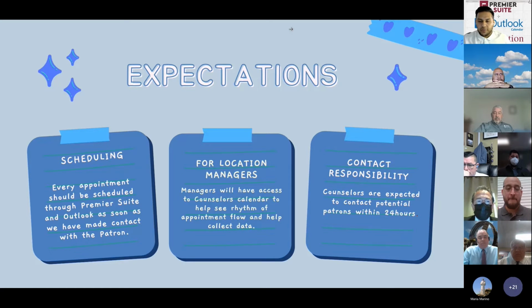And then this is for our location managers. Pretty soon, our managers will have access to your calendar via Outlook. So they'll be able to see the rhythm of appointment flow and help collect data. This will also help them see how many appointments are scheduled for the following day, and communicate with location managers at their site to let them know how many rooms they might need for the following day. And they can also share that calendar with the other location managers at the site.